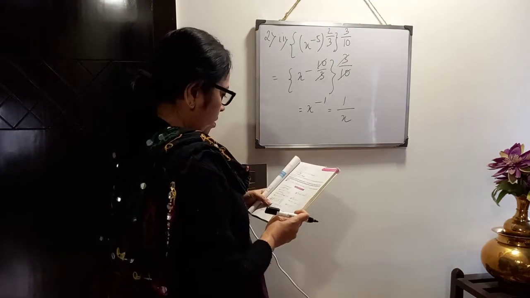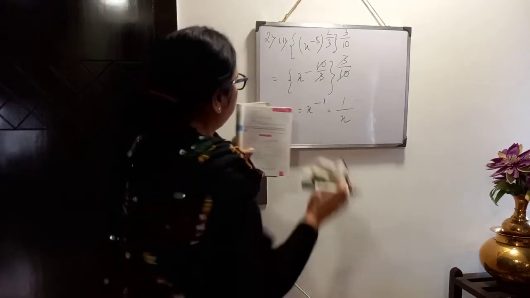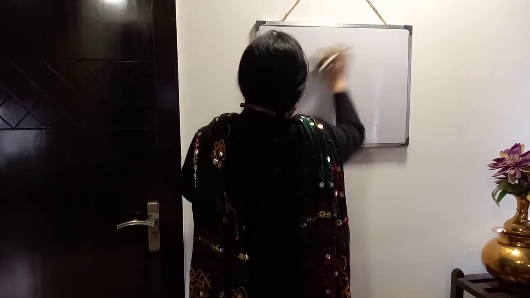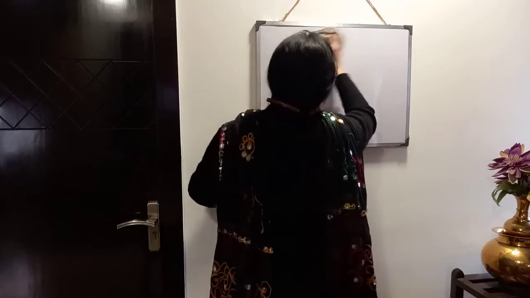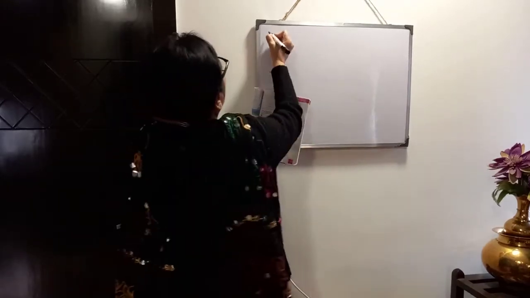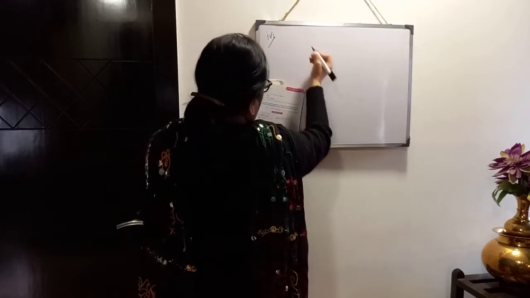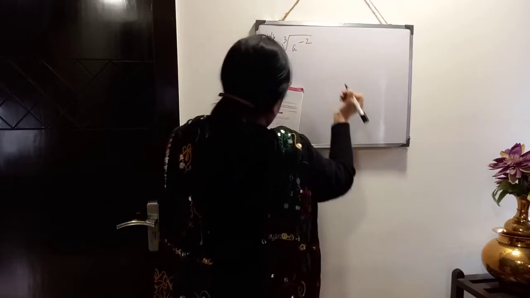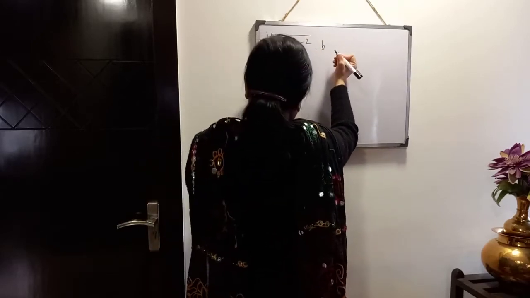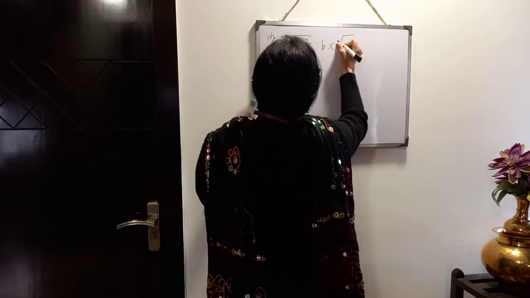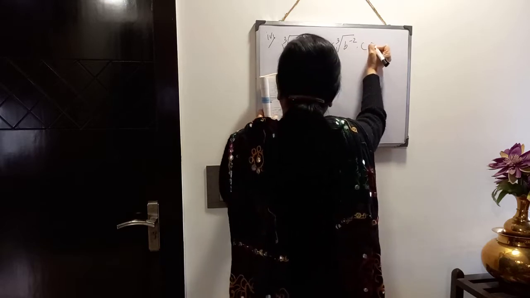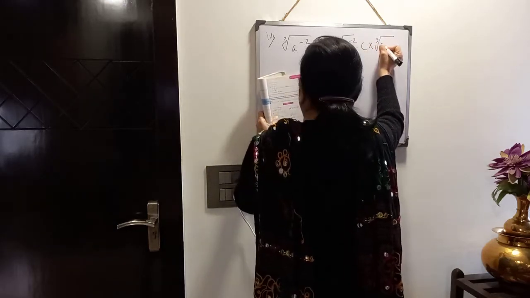Next, I am doing this one, number 4. This is cube root. Cube root of a to the power minus 2. b is out of the root into cube root of b to the power minus 2. c is out of the root into cube root of c to the power minus 2. a is out of the root.